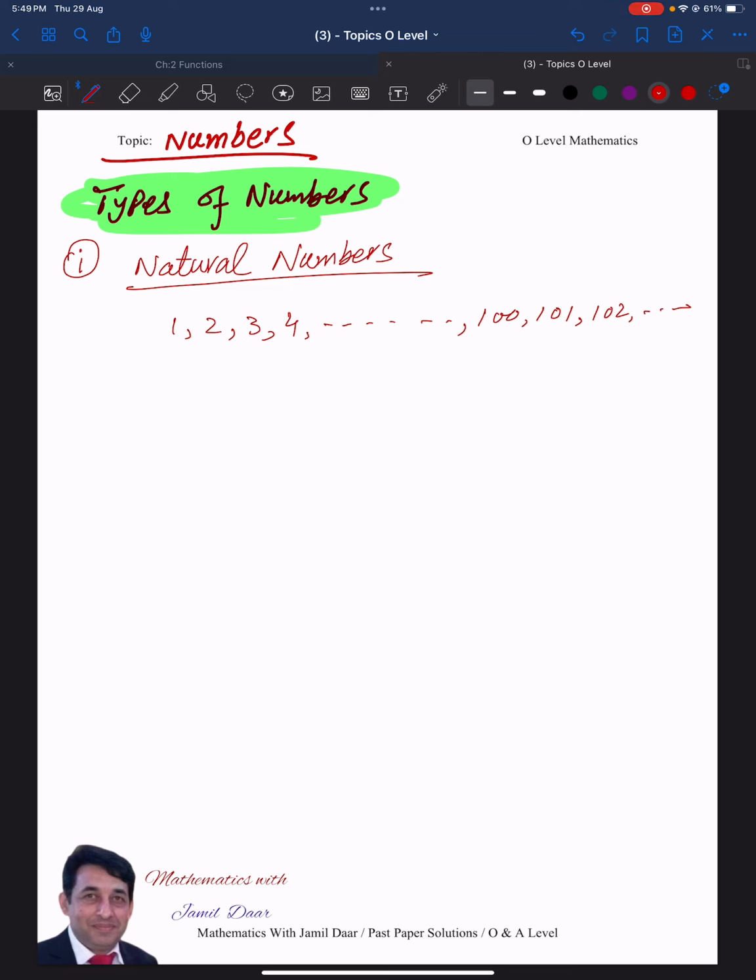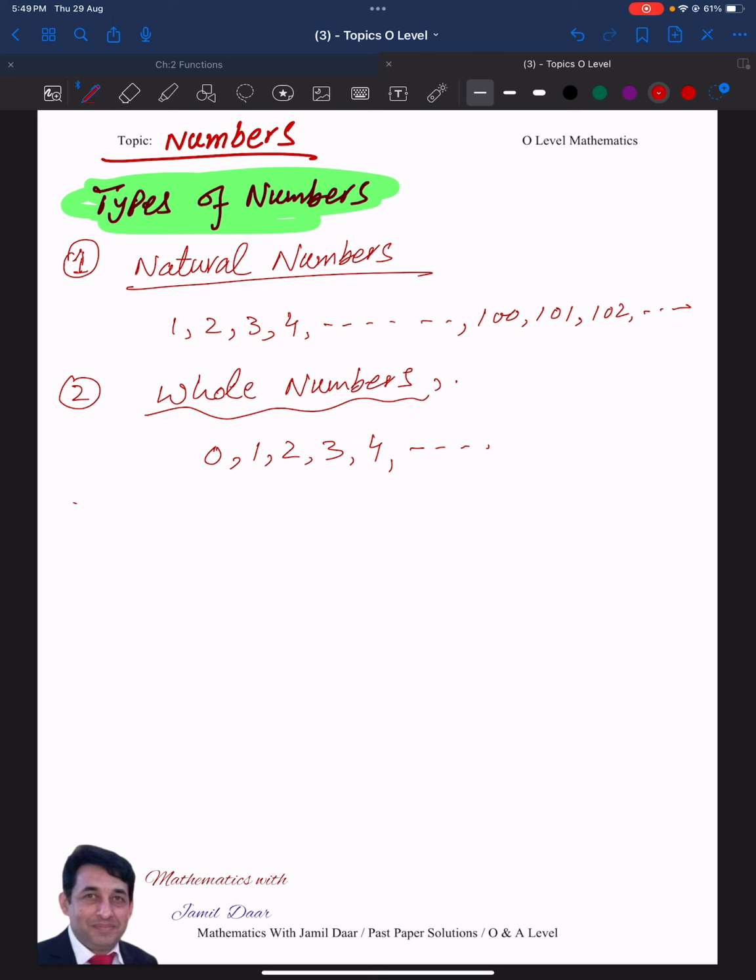Okay, so the second type is whole numbers. What are the whole numbers? Natural numbers including zero. If we include a zero in natural numbers, these numbers, 0, 1, 2, 3, 4, and so on, are called the whole numbers.